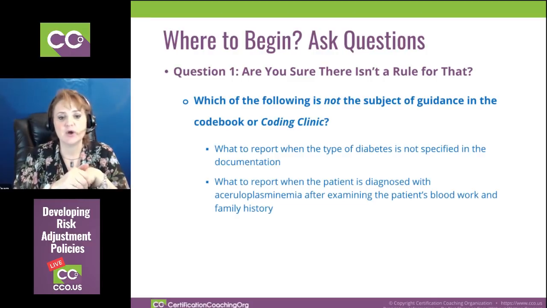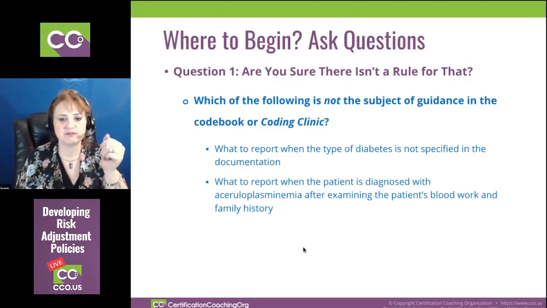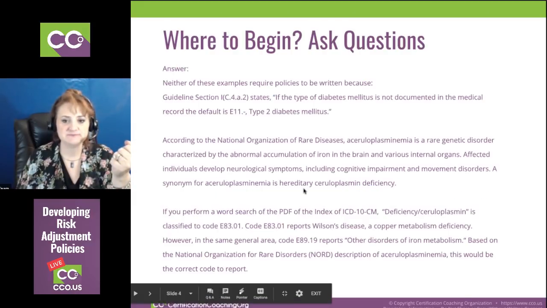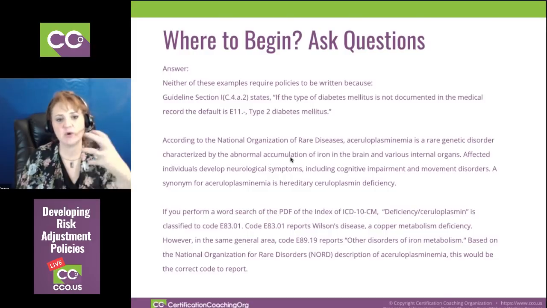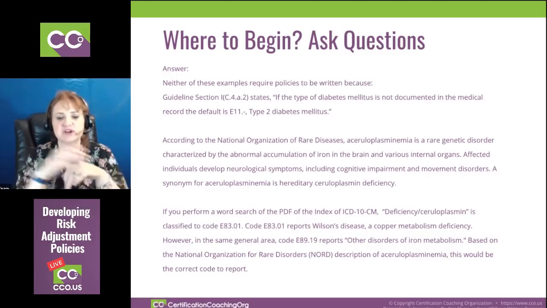Let's look at the second scenario. What are you going to report when the patient is diagnosed with an aceruloplasminemia? I tortured that, but you see it there on the screen. After examining the patient's blood work and family history. So what are you supposed to do? Well, let's look and see what they give us. On that first one, we know the guidelines of type 2, but let's look at the second one. Now, I wanted this all on one slide, so I made it a little bit smaller. I'm sorry that it's smaller. I don't like to do that, but I didn't want to chop it up and put it on more than one slide.